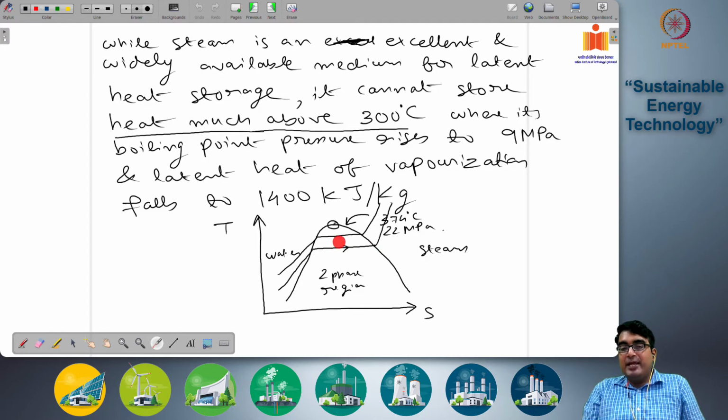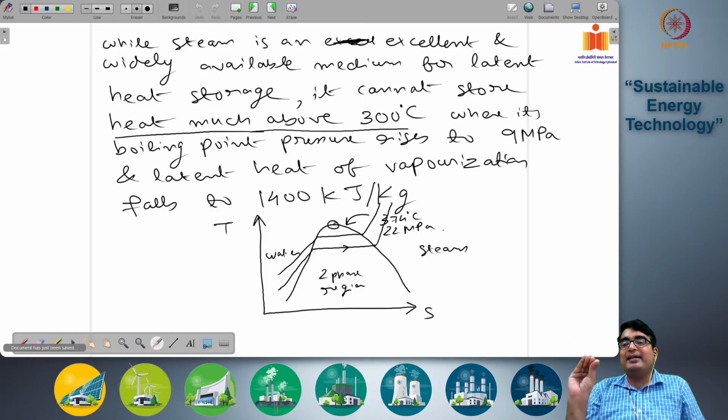Now, as the pressure increases and the temperature increases, the liquid side and the vapor side converge on each other till the critical point, which is 374 degrees and 22 megapascals, when you are getting supercritical steam where there is no discernible phase change process happening and the entire fluid is in a supercritical state. We will not discuss this here.